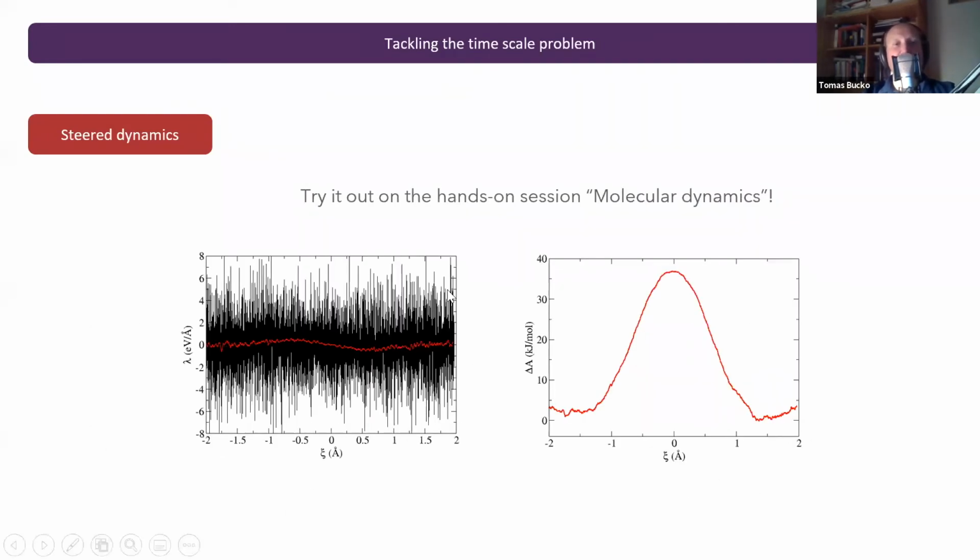Instead, I'm using the slow grow version of the simulation protocol, and you'll have a chance to try it out in our hands-on session on molecular dynamics. This is the next planned hands-on session. So this is what you get. You monitor an essential component of the free energy gradient as it changes in time, but since Xi changes in time at constant rate, you can plot the free energy gradient versus Xi. This is how it looks. It's noisy, but when you integrate it, you get a pretty smooth estimate of the free energy profile.